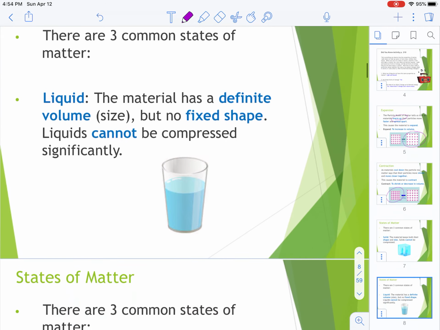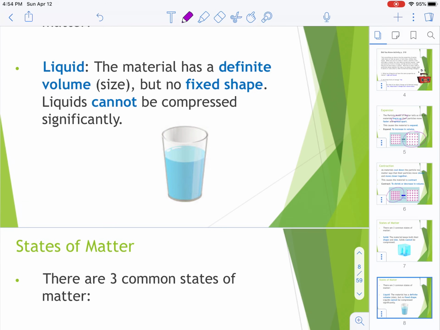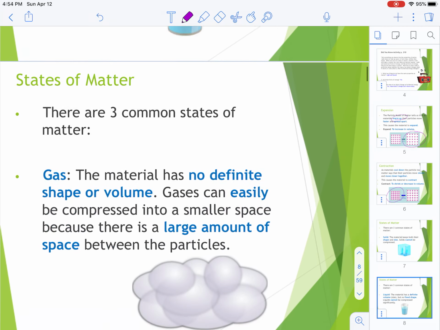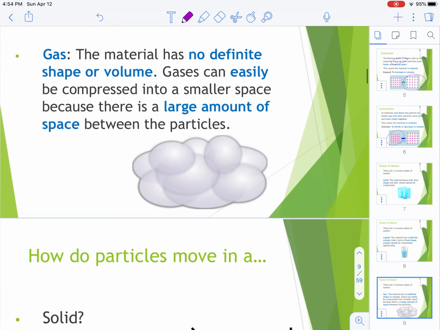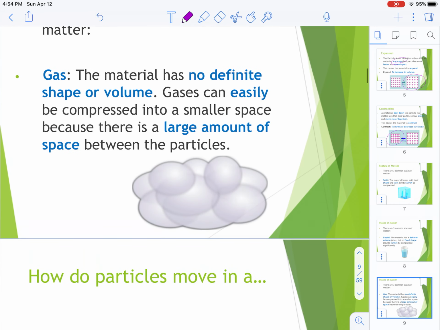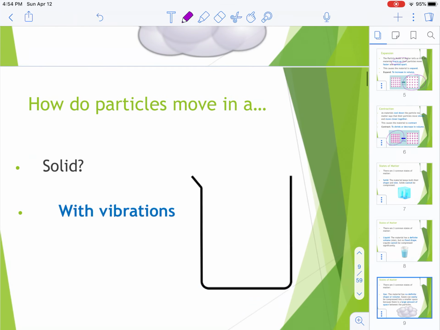With liquids, the liquid will take the shape of a container but cannot really be compressed like the solid. And then there's gas that has no shape, has no volume, and you can squash a gas because of all the space between the particles in it.